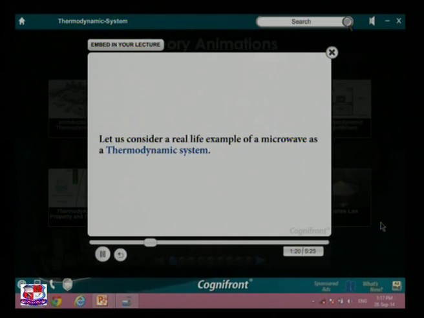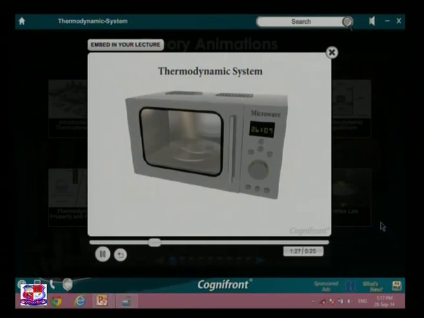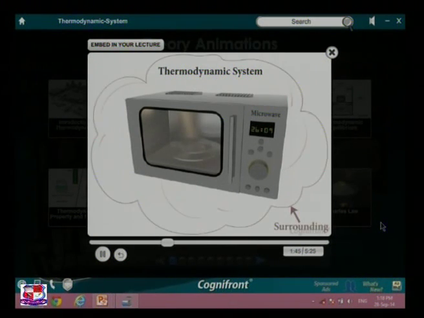Let us consider a real-life example of a microwave oven as a thermodynamic system. We see that the body of the microwave oven forms the boundary of the system, and all that is enclosed within the boundary forms the system. The external environment forms the surroundings of the system.